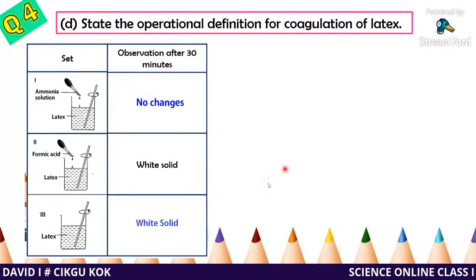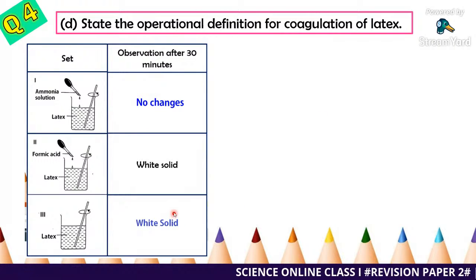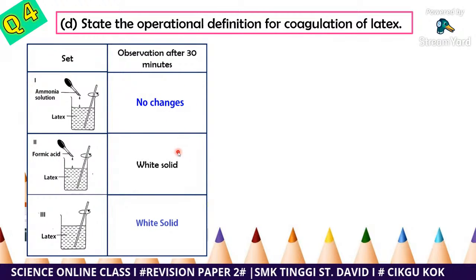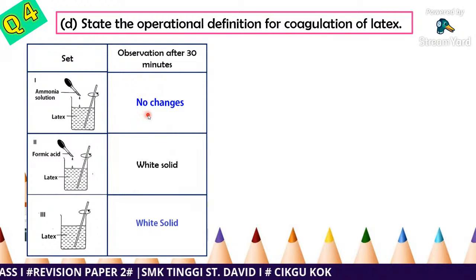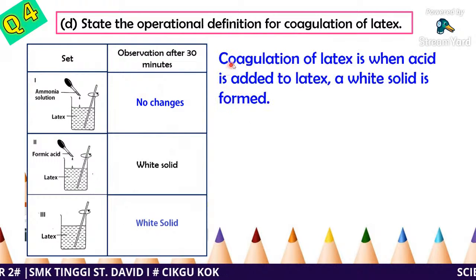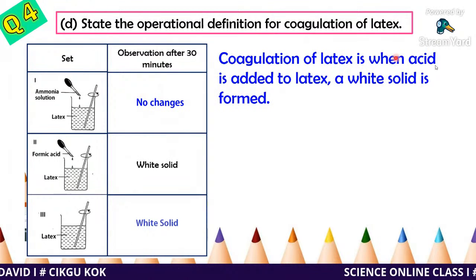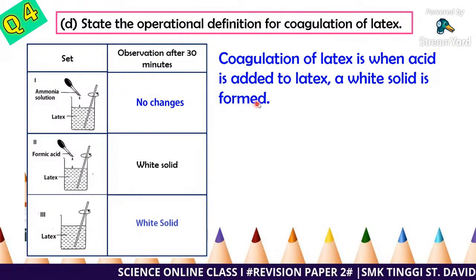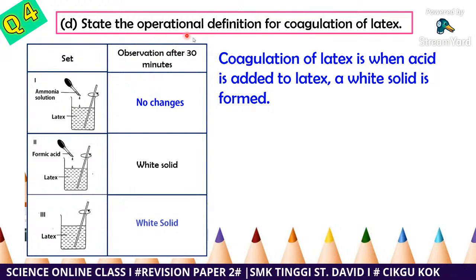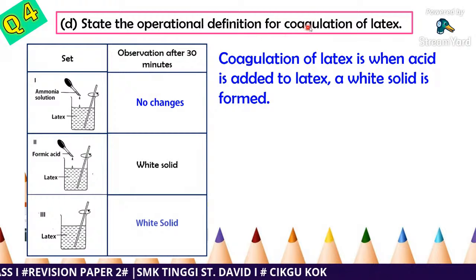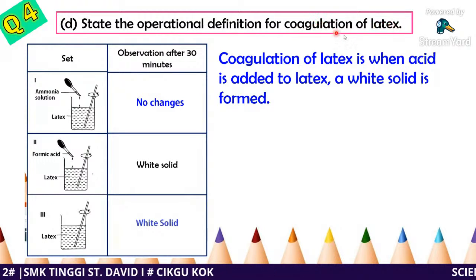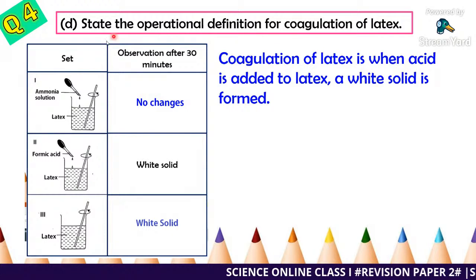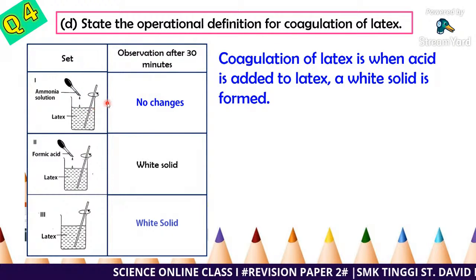Is produce the white solid when you add the acid. So this one is what I can see from the table for the experiment. So my sentence is: coagulation of latex is when acid is added to the latex, then the white solid is formed. So this is how to answer the operational definition. Must use the words coagulation of latex at the start, then you add the word is. After that, refer back to the experiment from the question.